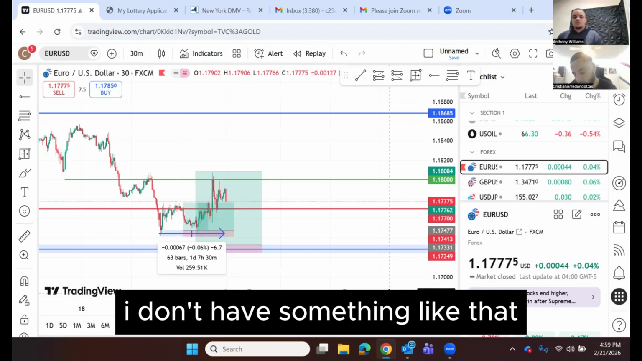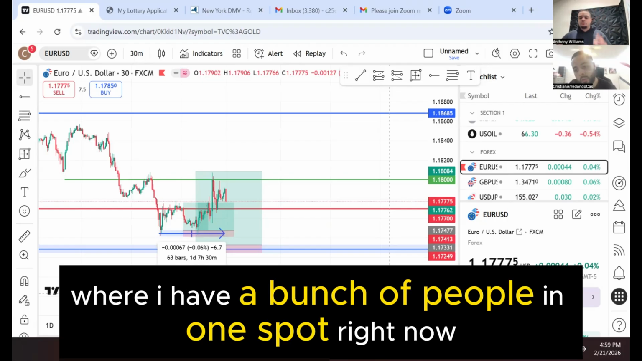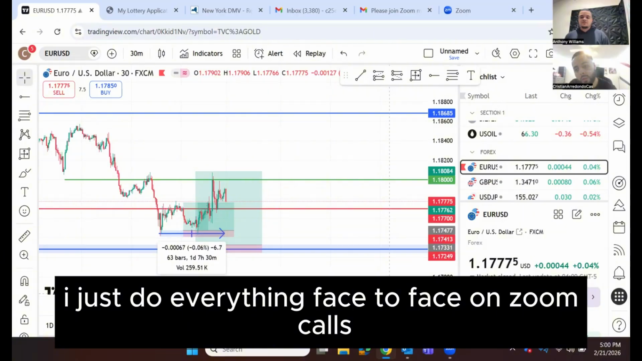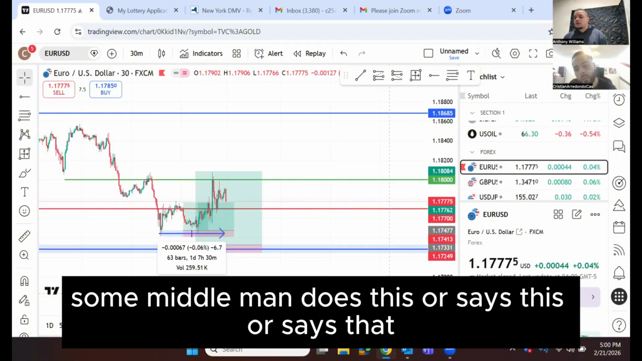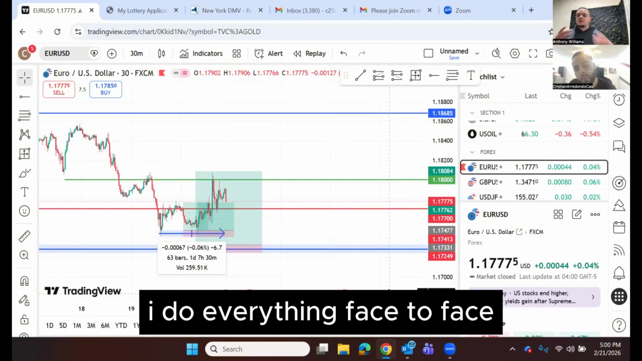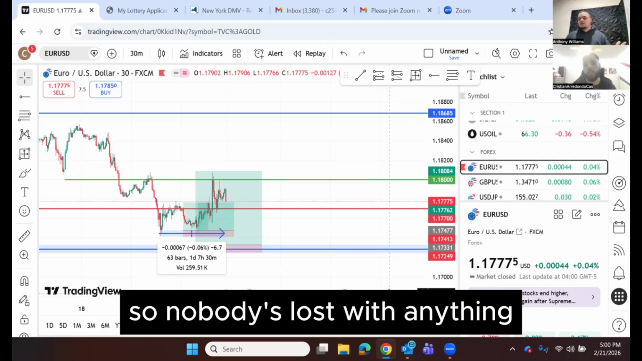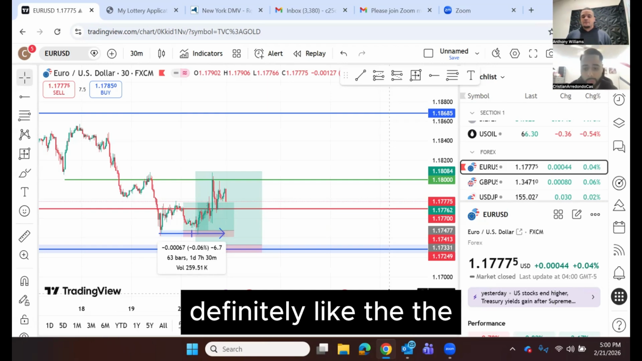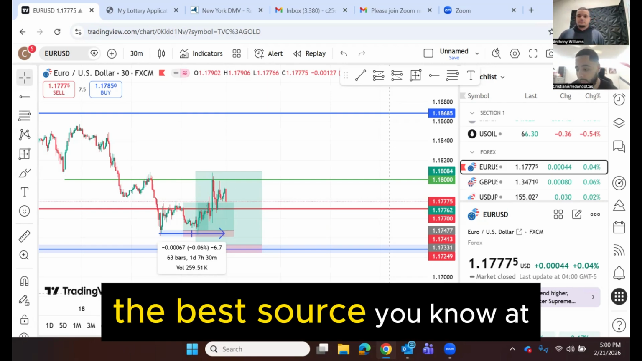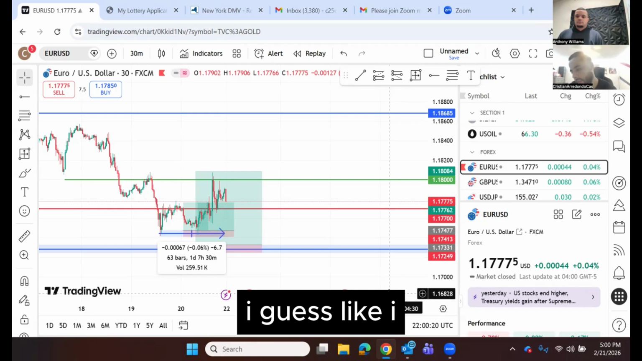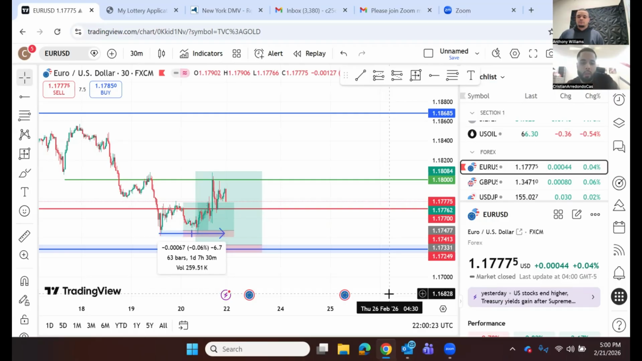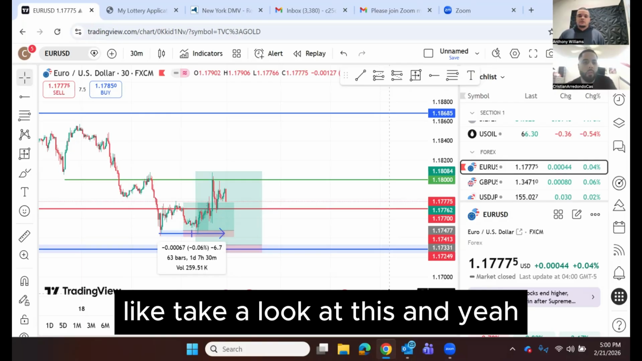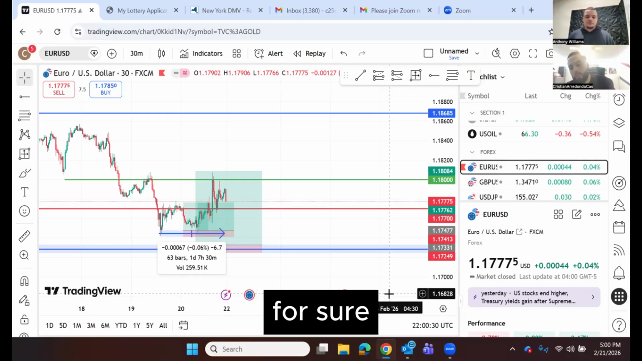I don't have something like that where I have a bunch of people in one spot right now. I just do everything face to face on Zoom calls, so nobody can say some middleman does this or says that. I do everything face to face so nobody's lost with anything. Yeah, definitely, the Zoom calls are the best source at this point. I was just saying it as a little push, like, oh look, take a look at this. Yeah, for sure, I got you, man.